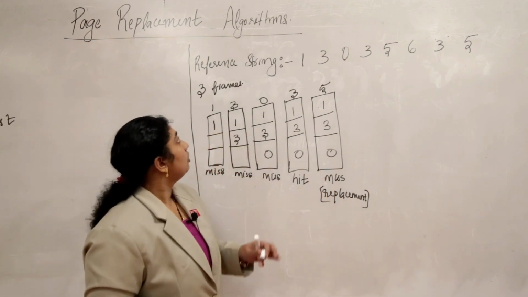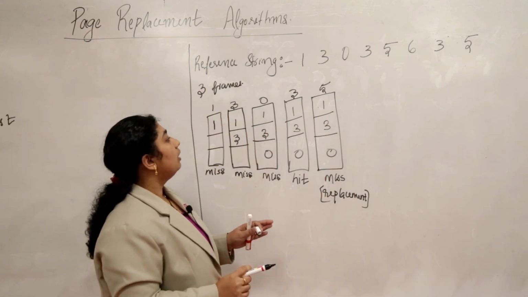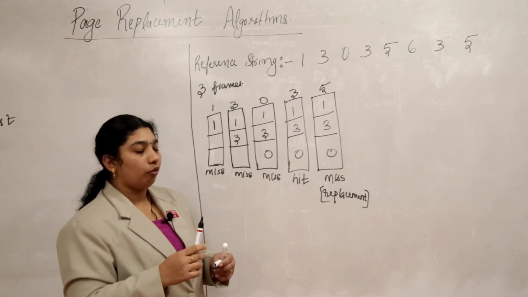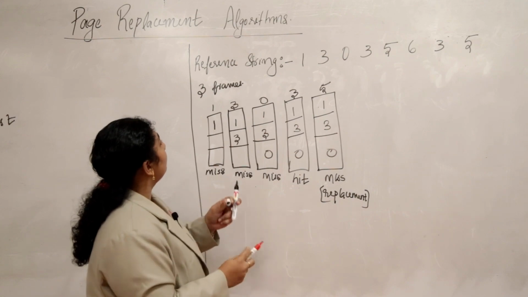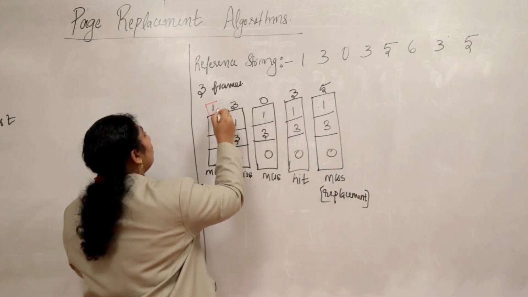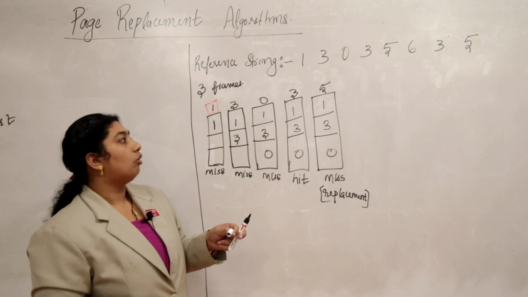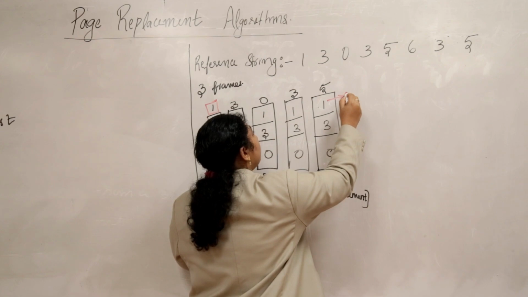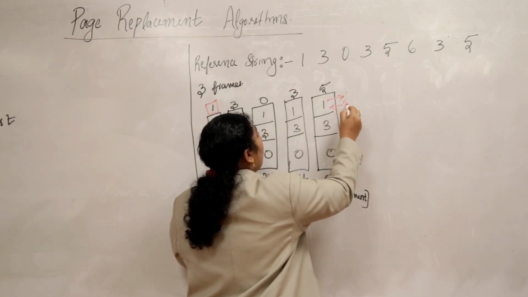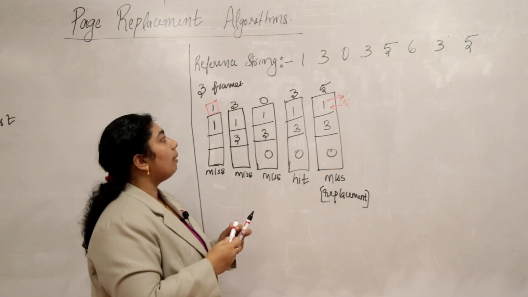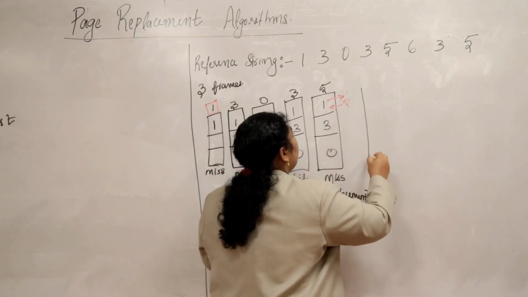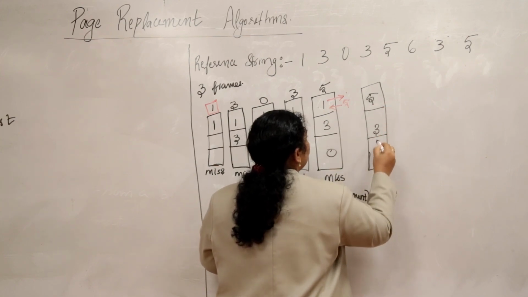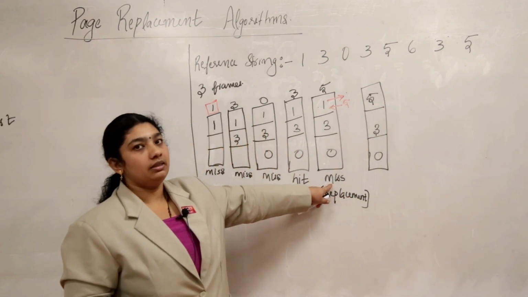Replacement is needed. So we are using first in first out. In first in first out, the oldest page that was brought into the physical memory will be removed. Which is the oldest page that was brought in? Oldest page is 1. So 1 will be swapped out and 5 will be swapped in. So this is how the replacement is done. 1 is swapped out and to 1's place 5 will be swapped in. So the physical memory will be 5, 3 and 0 after this miss.